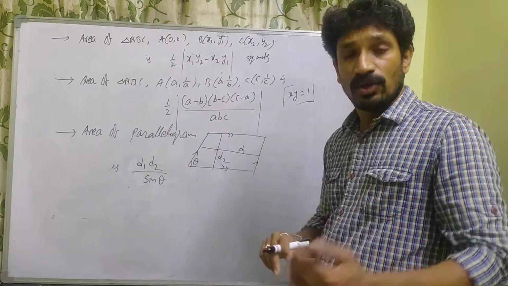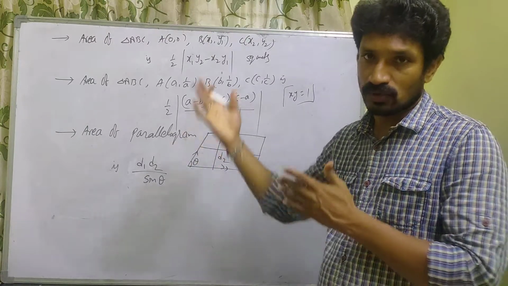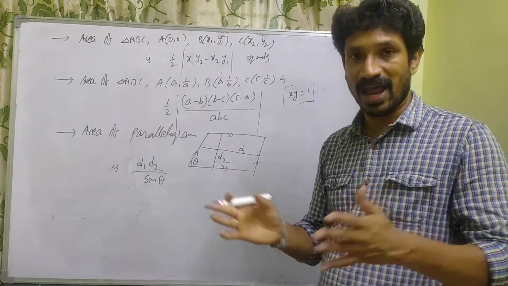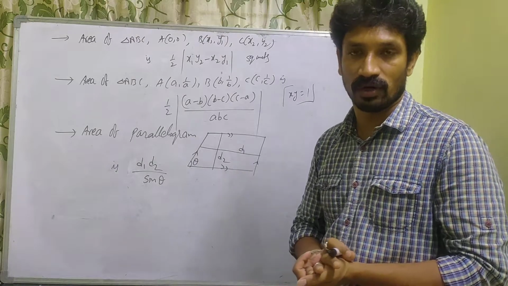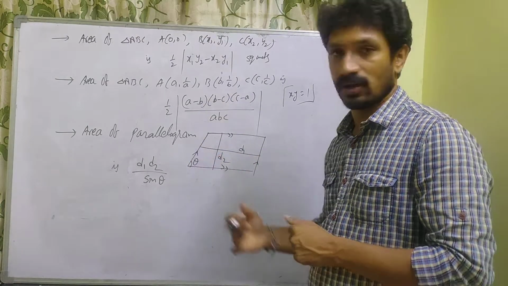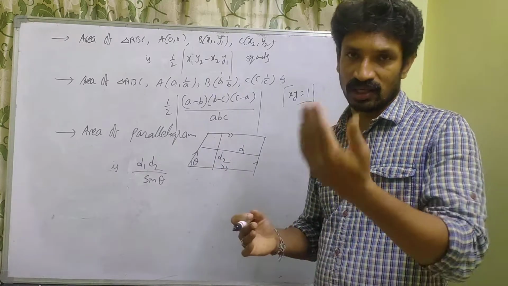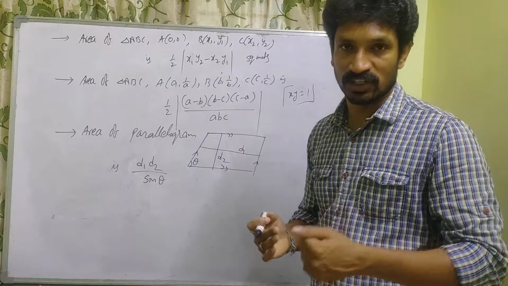Next one, if you want to find out the area of the parallelogram having the vertices, okay, I gave some formula. The parallelogram in the sense that is nothing but quadrilateral only. So the quadrilateral formula you can use for parallelogram, rectangle, square, rhombus, or all other quadrilaterals, trapezium also.